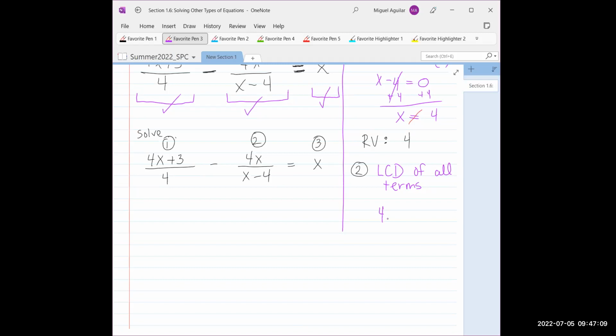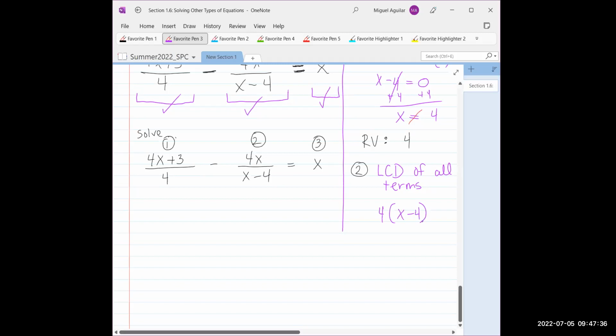What is the denominator of the second term? Would it be x minus 4? Yeah, that's all I'm asking, right? What's the denominator of the second term? Not a trick question. X minus 4. What's the denominator of the third term? It doesn't have one, so we don't have to worry about it, okay?